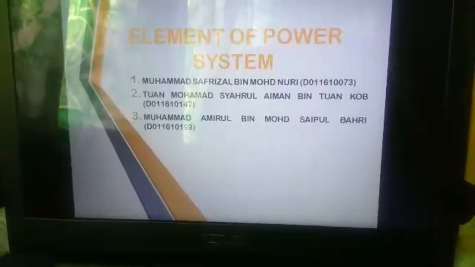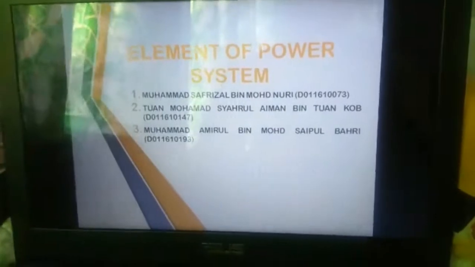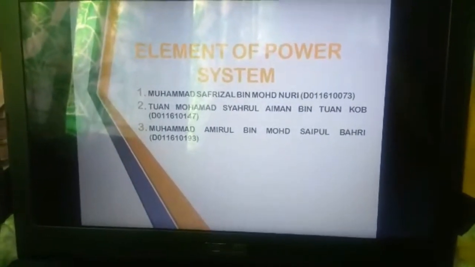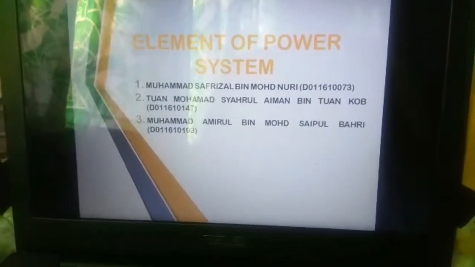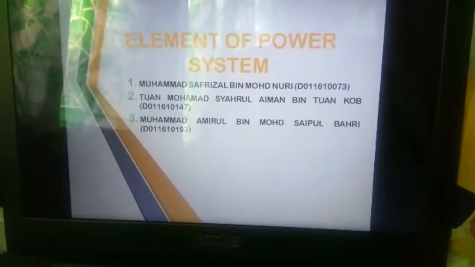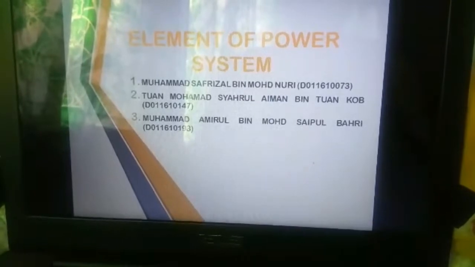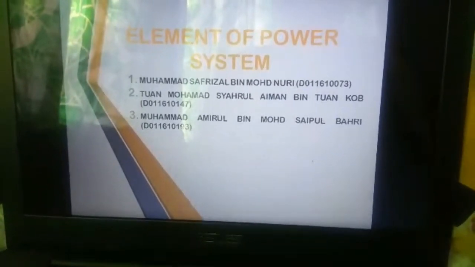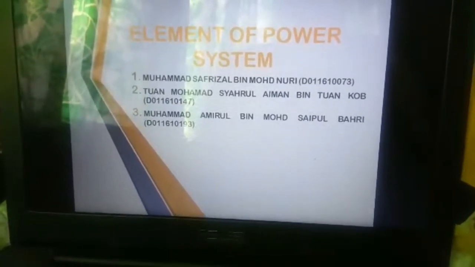I'm Muhammad Safir Manuri. I want to present about elements of the power system. These are all of my group members, including me. The first is Muhammad Safir bin Manuri, the second is Tuan Muhammad Syarul Aiman bin Tuan Kom, and the third is Muhammad Amirul bin Saiful Bahari.